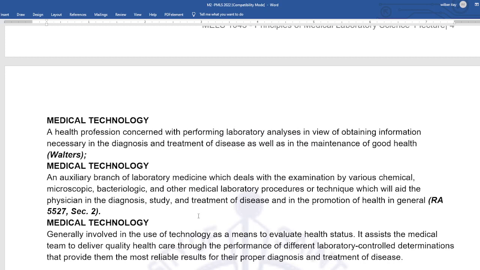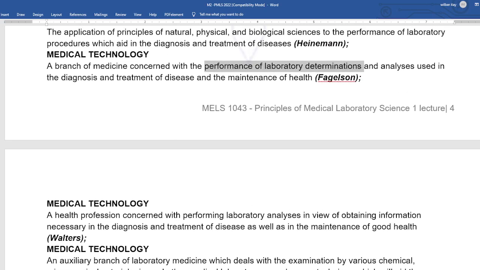So, by the definition of Walters, medical technology is a health profession concerned with performing laboratory analysis in view of obtaining information necessary in the diagnosis and treatment of disease as well as in the maintenance of health. So it's like a copycat from the definition made by Fagelson. Okay, because most of the wordings are actually the same. Okay, so here it's a branch of medicine. So we go back to the definition of Fagelson.